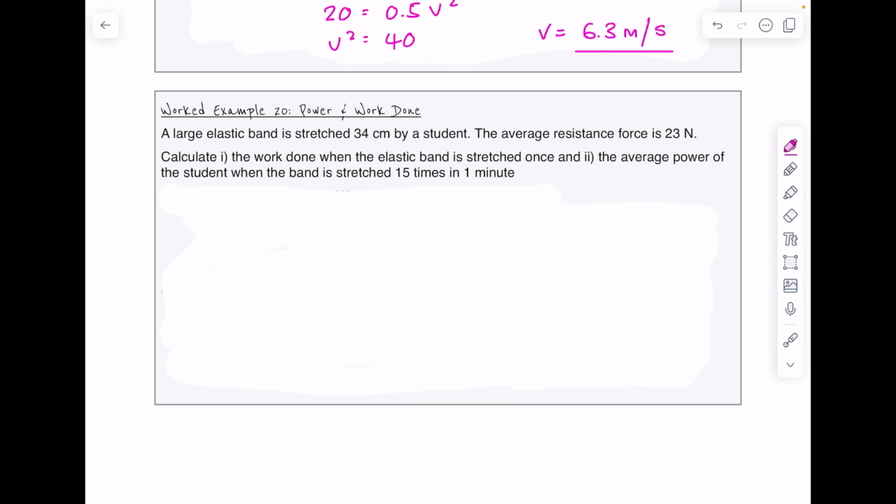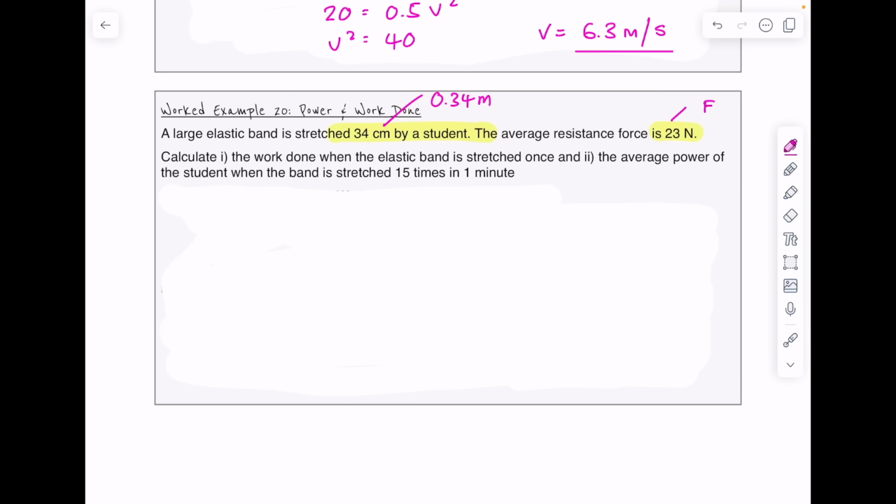Now we're going to do an example involving power and work done. So a large elastic band is stretched 34 centimeters by a student. Immediately I'm going to pop that into meters so I don't have an issue with my units. The average resistant force is 23 newtons.